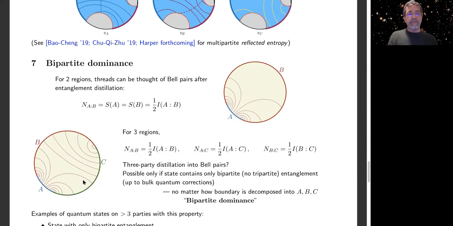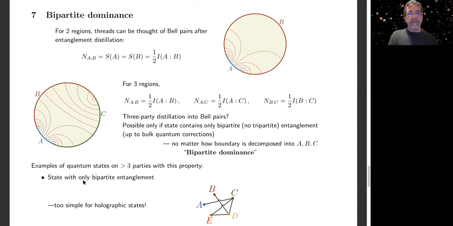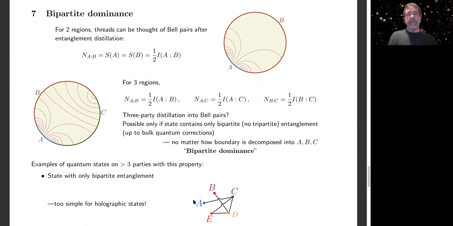So one way it's possible is, of course, this obvious thing. Here's an example with 5 parties and various Bell pairs connecting them. Of course, since there's only bipartite entanglement to begin with, it's obvious that when I group these into any 3 groups, there'll still only be bipartite entanglement. But of course, we know that holographic states are not so simple. So are there non-trivial examples of states that look like that?